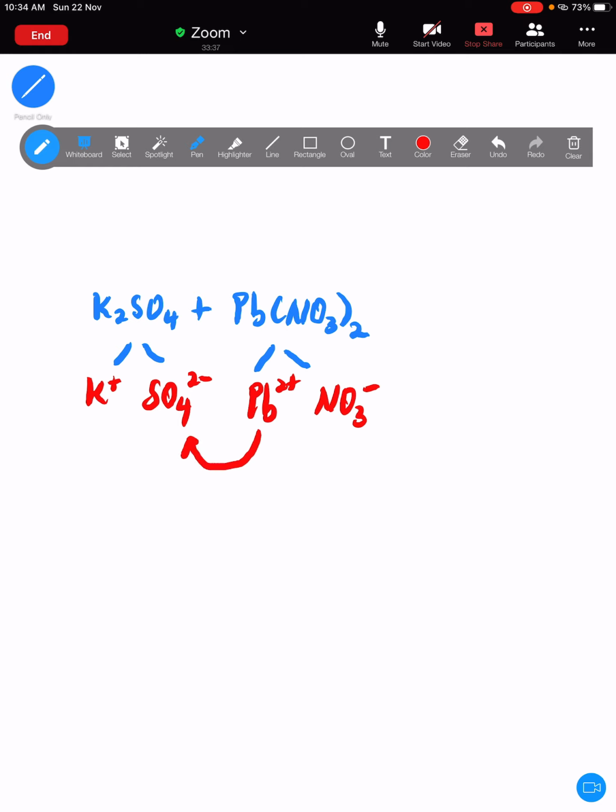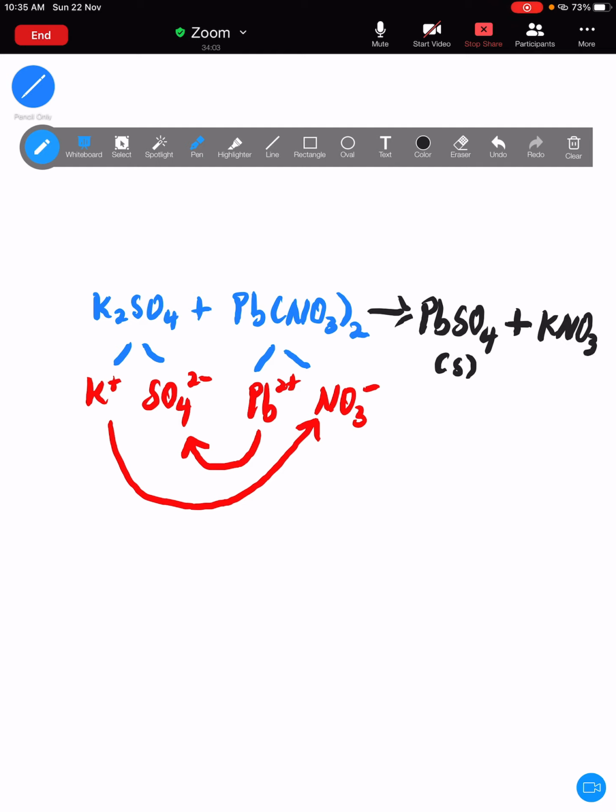This and this are going to mix, and this and this are going to mix over here. So what happened? You're gonna get PbSO4, which is an insoluble salt formed as a solid, plus KNO3, which is still a soluble salt, therefore aqueous. Is this balanced?